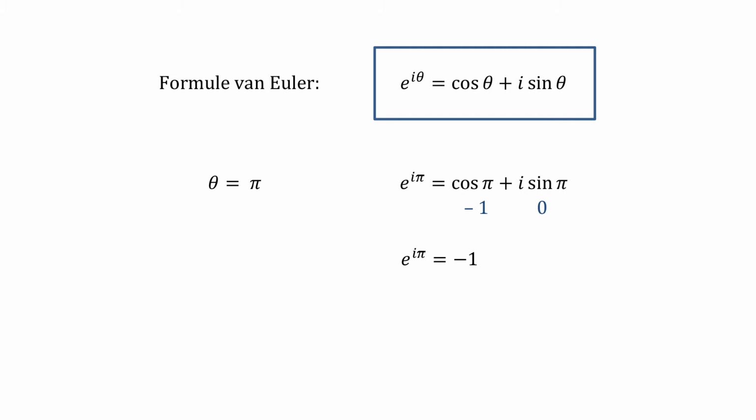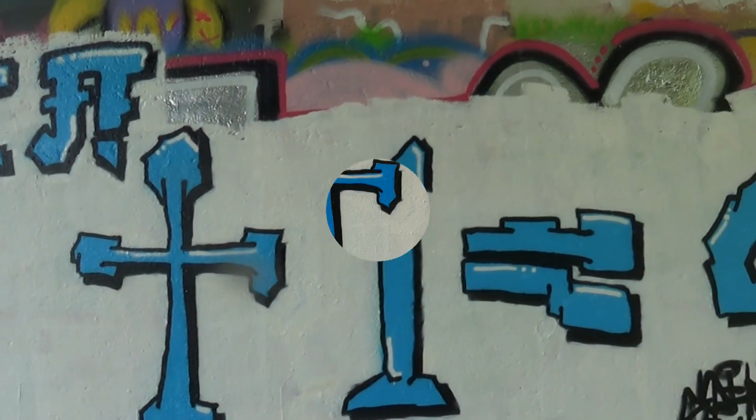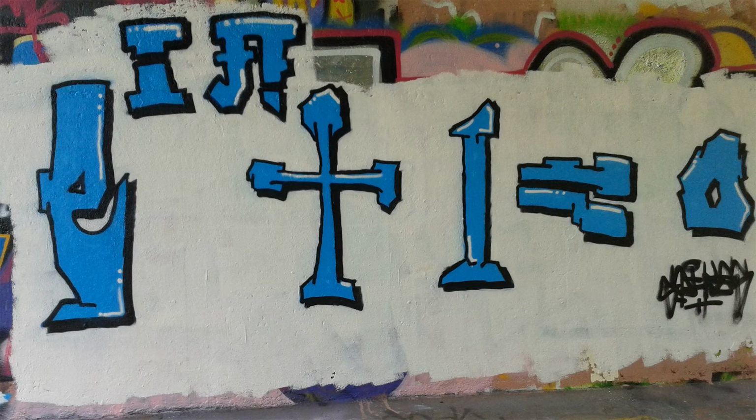So the formula becomes e to the power i pi equals minus 1, or e to the power i pi plus 1 equals 0. This is a most remarkable result. This extremely compact formula combines the three mysterious constants e, i and pi together with the two most important natural numbers 0 and 1. e, i and pi that each come from very different mathematical areas. Unbelievable, isn't it?